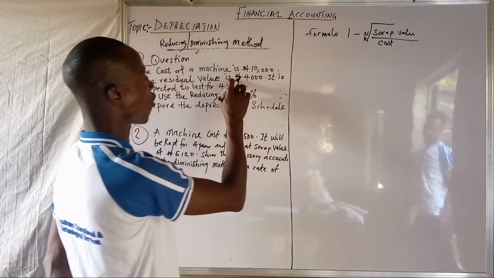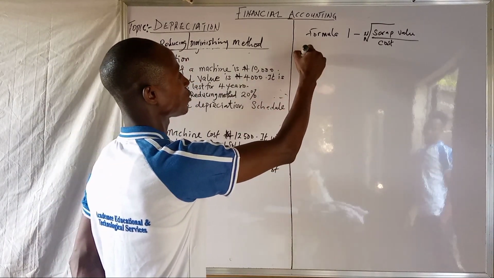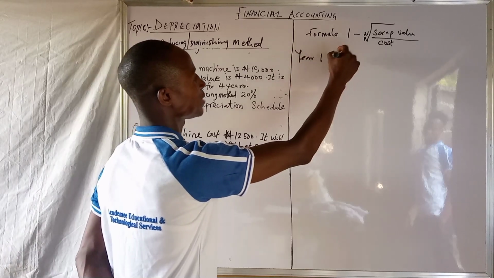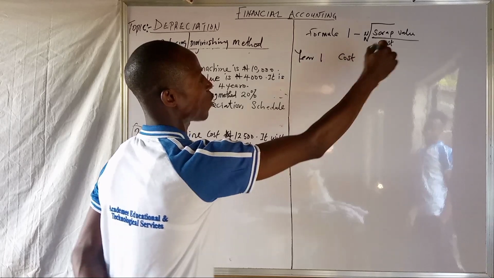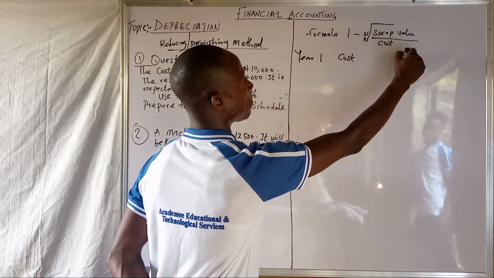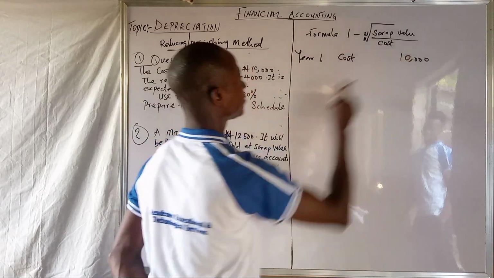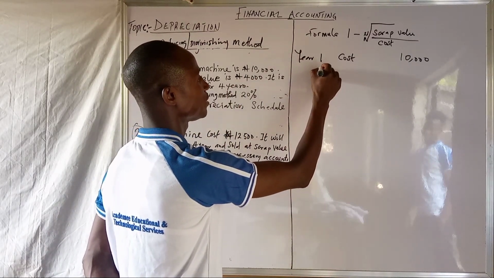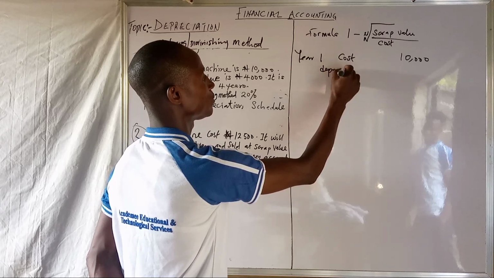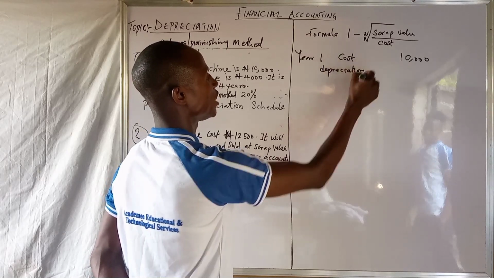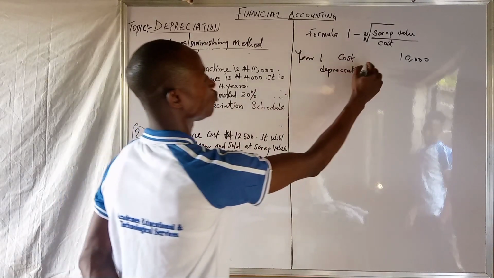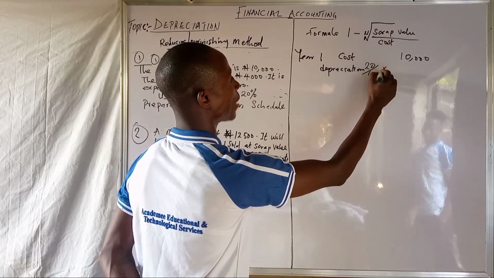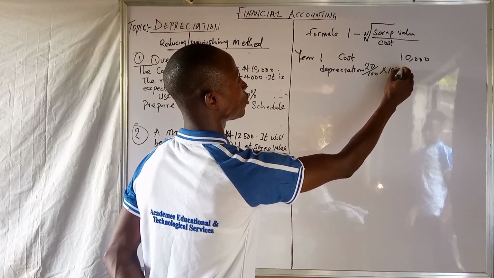the year 1, we have the 4 years. The cost for the first year, year 1, is 10,000 naira. Then we want to charge the depreciation. So depreciation for year 1 is going to be 20%, which means 20 over 100 multiplied by 10,000.